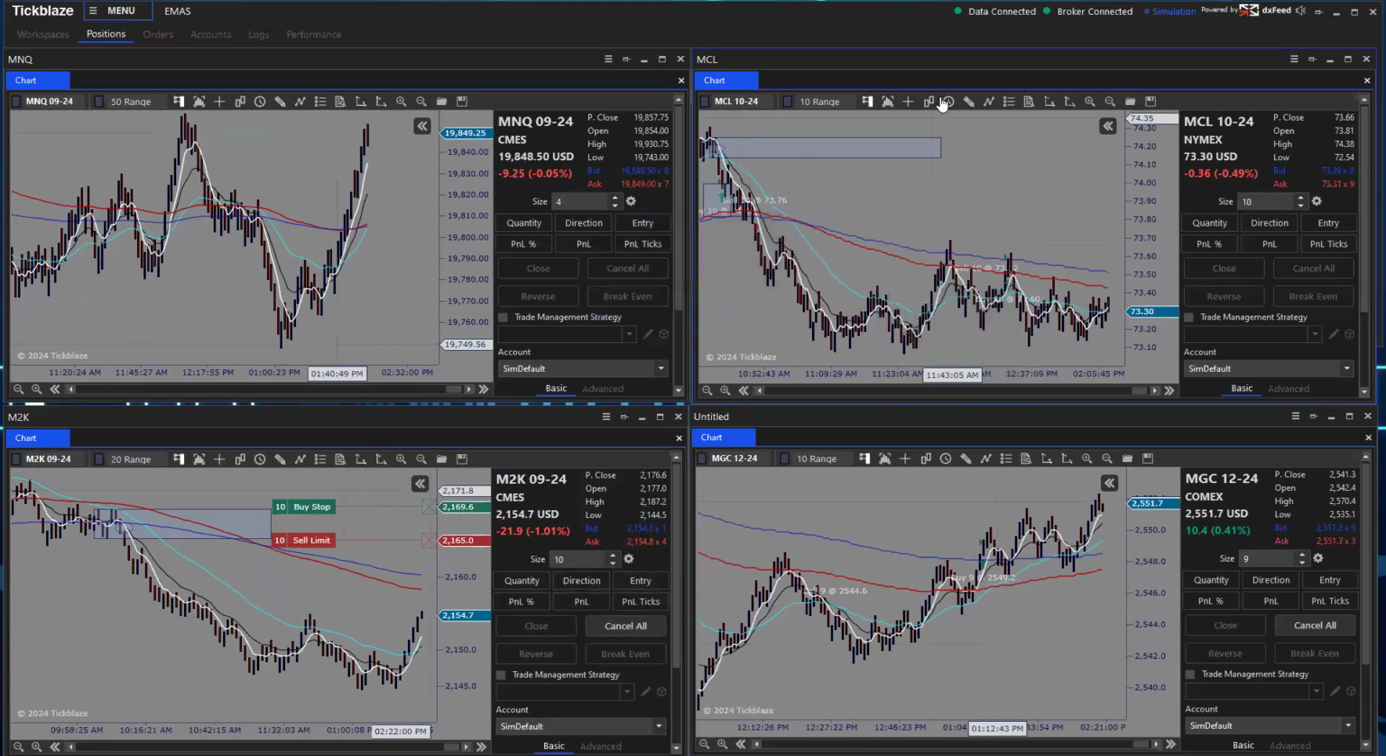I did take a couple more trades. You didn't miss anything, by the way. But I did take a couple more after the room closed. Didn't really work out too well anyway. So, let's see. All right.